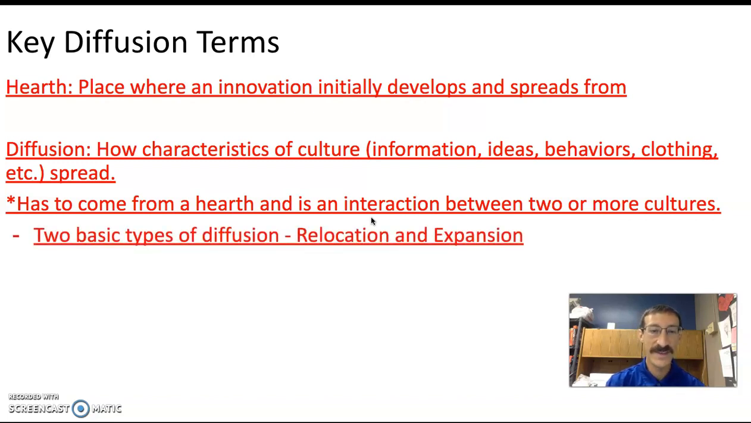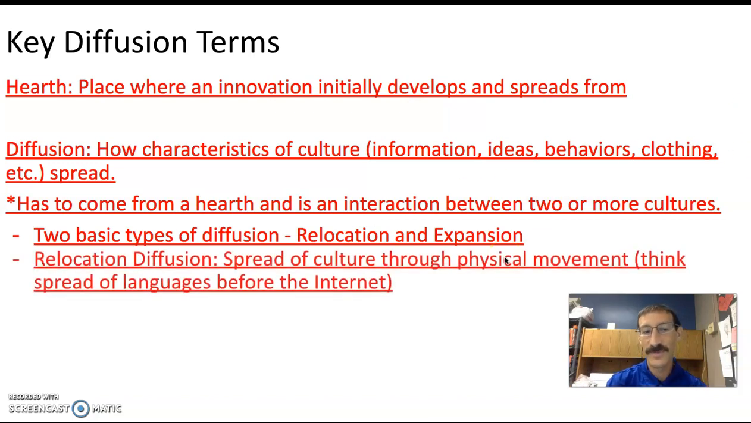All right, and there are two basic types, and we'll expand beyond that within the expansion type. Relocation is just the spread of a culture through physical movement. So literally, people picking up their bags and moving from one area of the world to another. That's essentially just relocation diffusion. They're just moving from one part of the globe, bringing their culture with them to another.